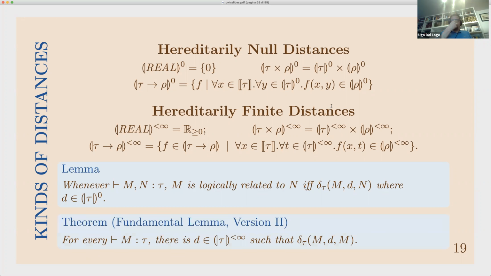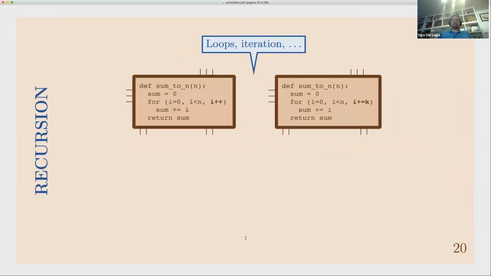And you also have a second version of the fundamental lemma, which is slightly more satisfactory than the first one. The first one was a bit trivial, if you like, because it was just talking about the existence of one distance. Now the distance is at least finite. So you can get that the distance is finite.